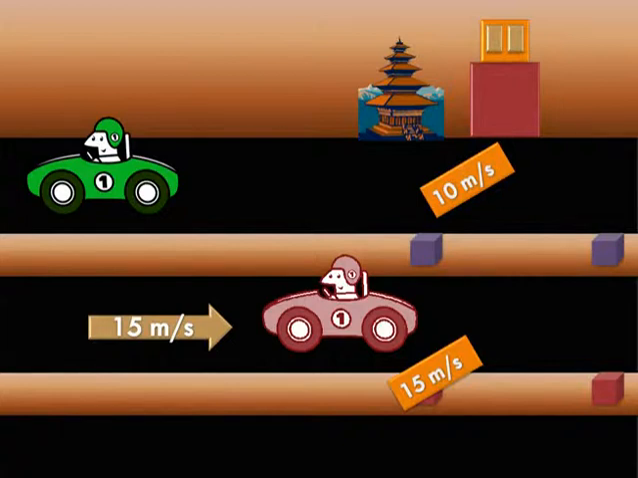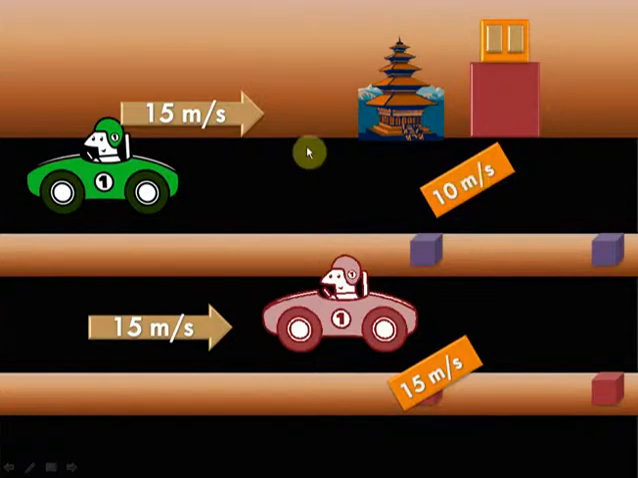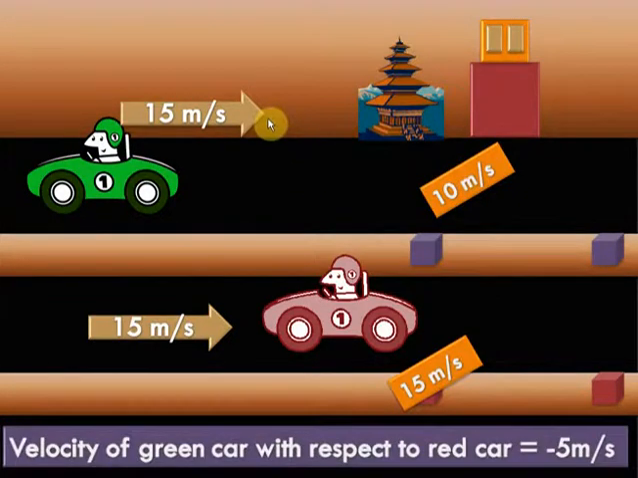We have similarly got to add another velocity of 15 meters per second to the green car, isn't it? We have to add this velocity to all the particles or all the cars moving in this frame. So now the velocity of the green car becomes plus 10 minus 15, that is minus 5 meters per second. So if you assume the red car to be at rest, then the velocity of the green car is minus 5 meters per second. Understood?